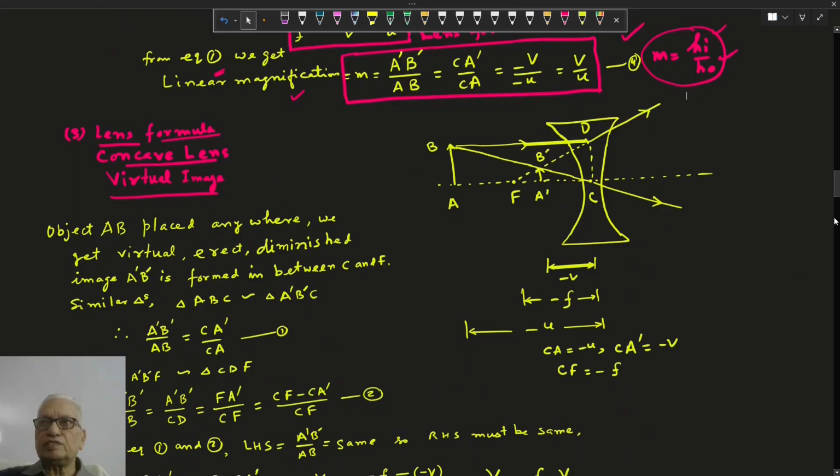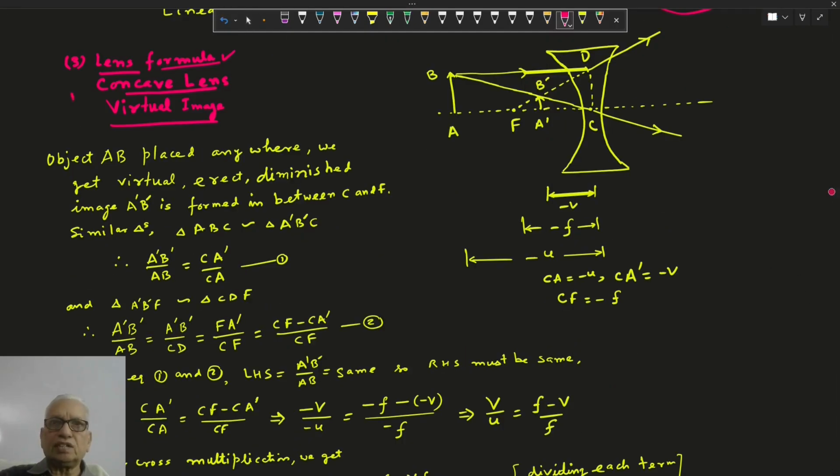Now this is the lens formula for the convex lens. For the concave lens, we always get the virtual image irrespective of the position of AB. Anywhere you put it, we always get a virtual, erect and diminished image A'B'. For similar triangles ABC and A'B'C, the corresponding side ratio A'B' upon AB is equal to CA' upon CA. For the second similar triangles A'B'F and CDF, again the same ratio A'B' upon AB, where AB is equal to CD.